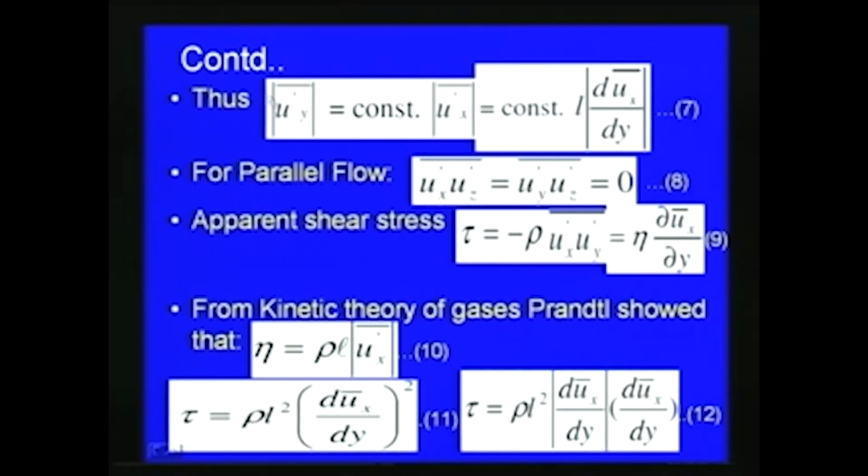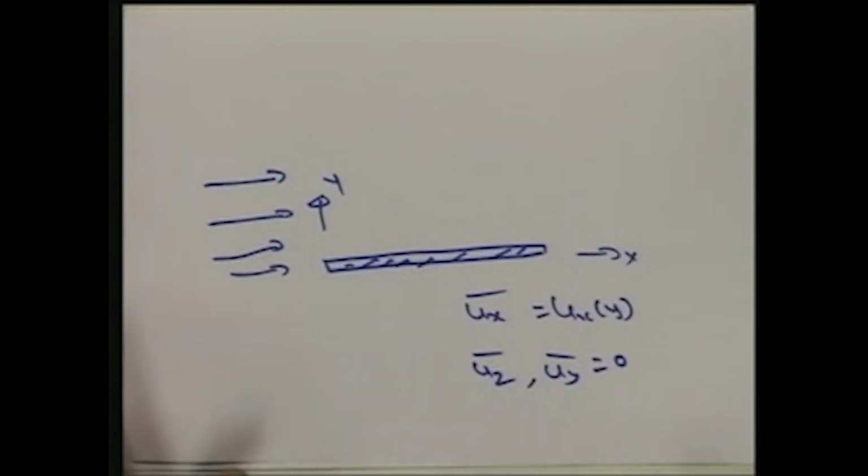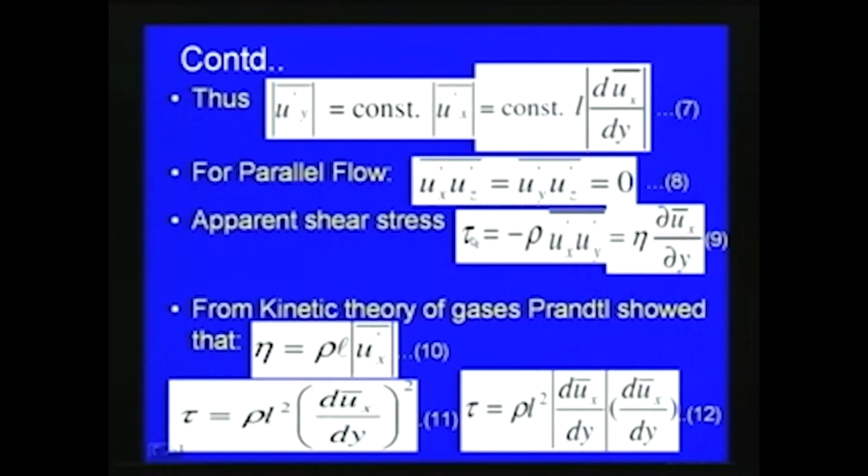So, finally, we can write u y dash bar is equal to a constant multiplied by L into d u x bar by dy, as given in equation number 7. And for the particular case of the parallel flow, as we have explained here, Prandtl finally showed that u x dash u z dash bar is equal to u y dash u z dash bar is equal to 0, such that the apparent shear stress tau is equal to minus rho u x dash u y dash bar is equal to eta into del u x bar by del y.